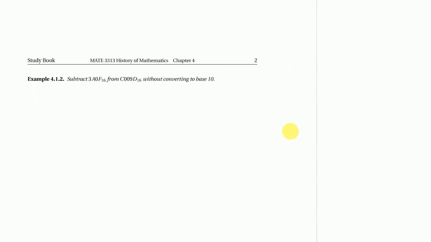Now how about subtraction? It's exactly the same style. We want to subtract this number from this one. So it's going to be C009D and subtract 3A0F. Okay.